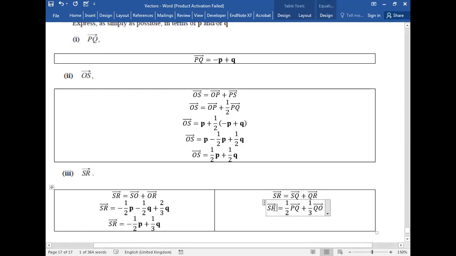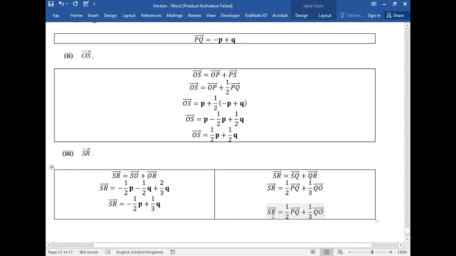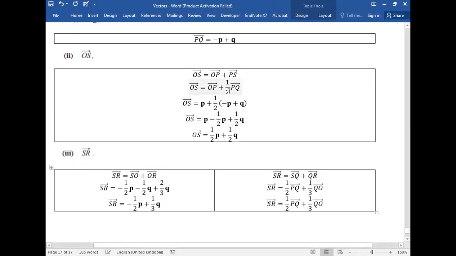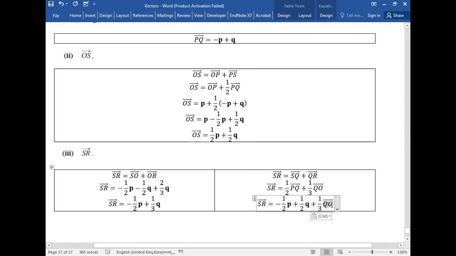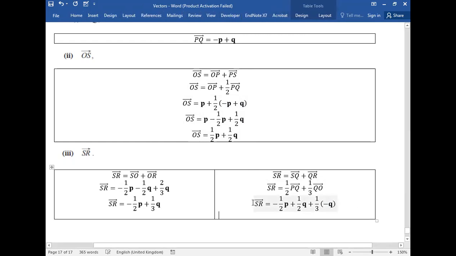Okay, let's see half of PQ. Let me tell you one more thing: half of PQ you have already found here. So you use this as half of PQ, or directly use this half of PQ, if you have made the work easier earlier. And then 1/3 of QO. What do I write in place of QO? No, QO is not Q. It is -Q. Is that right? Okay, so now simplify.